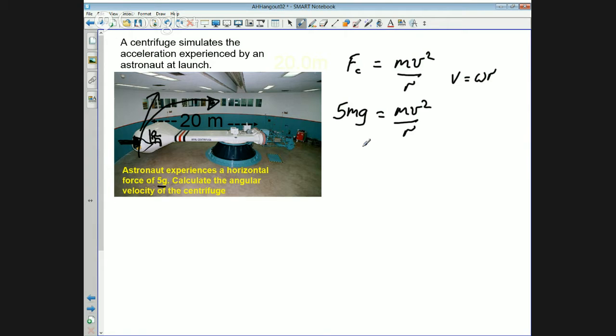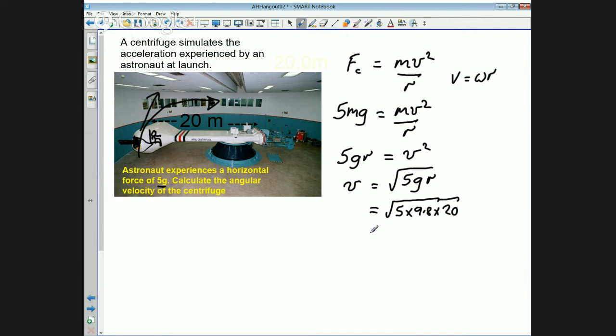You can see things cancel out, the m cancels out, and we cross multiply with the r. We're going to get 5g times r equals v squared. So we can simply rearrange that to give us what v is. v is going to equal the square root of 5 times g times the radius. So that's a simple calculation to do: 5 times 9.8 times the radius, and the radius is 20 meters. Then we take the square root of that. So 5 times 9.8 times that is going to give us an answer of roughly 31 meters per second.